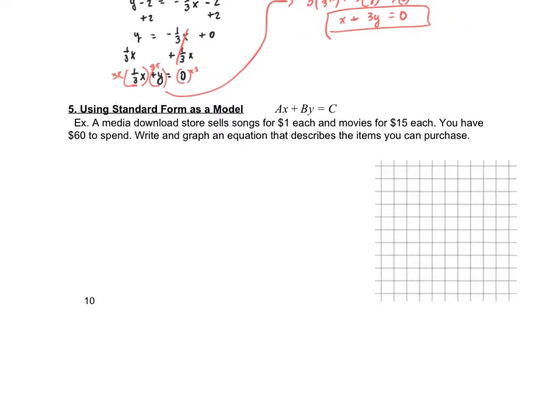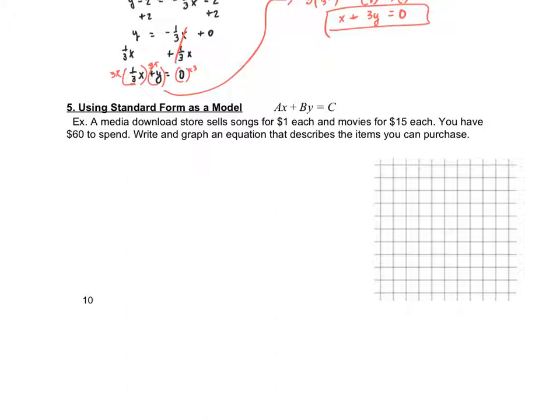using standard form as a model, it says a media download store sells songs for $1 each and movies for $15 each. And we have $60 to spend. And it says write and graph an equation that describes the items that you can purchase. Let's see here. We're buying two things. We're buying movies and we're buying songs. So we'll make my songs equal to x. We'll make our movies equal to y.